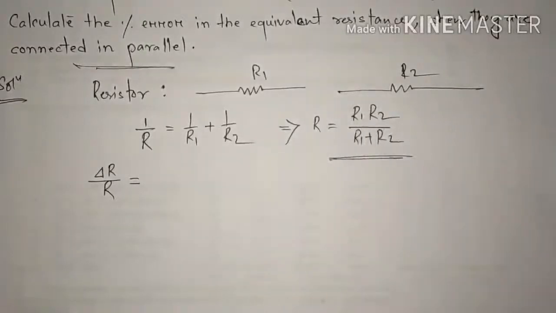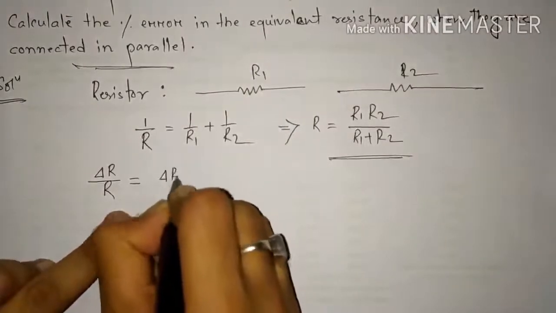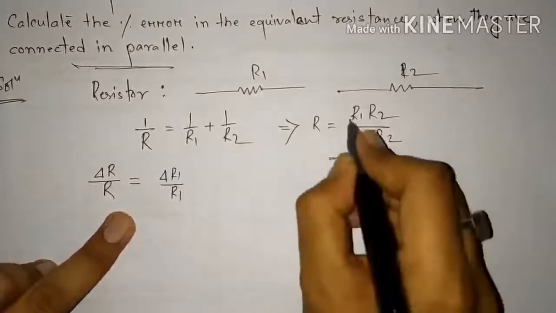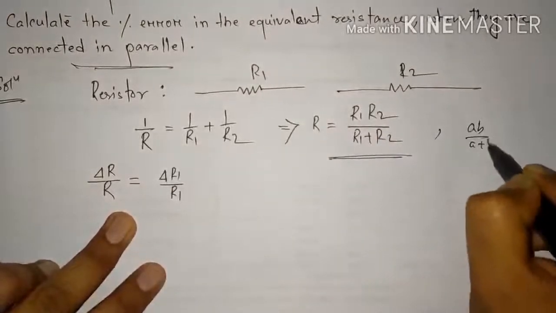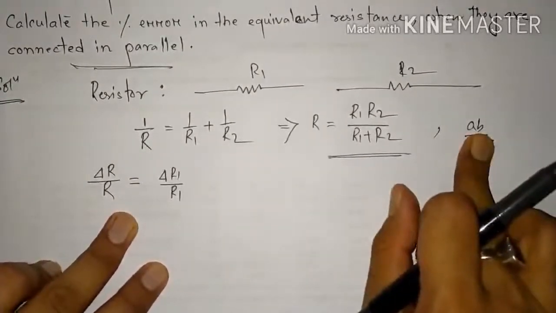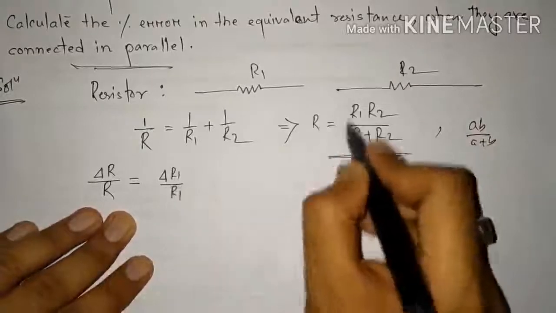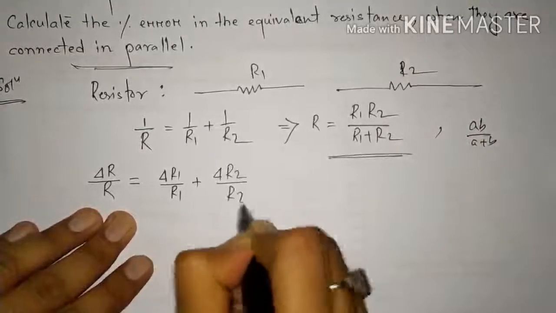First focus on the numerator. So it will be delta R1 by R1. You just think R is equal to AB by A plus B. So what will be the result? If it is AB, then delta A by A plus delta B by B. So delta R1 by R1 plus delta R2 by R2.